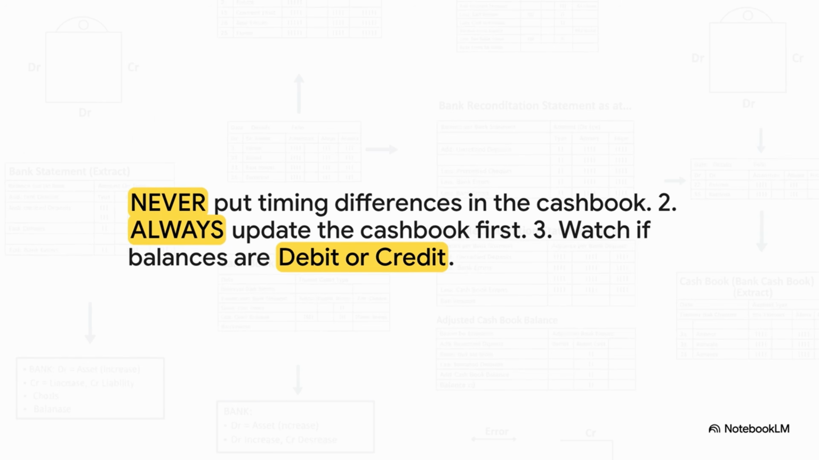Alright, let's wrap this up with a few common mistakes to avoid so you can ace this every time. First, never ever adjust for timing differences like unpresented checks or uncredited deposits in the Cashbook. They only go on the reconciliation statement. Second, always update your Cashbook before you start the reconciliation statement. It's step one for a reason. And finally, pay really close attention to whether a balance is a debit or a credit, because that tells you if it's positive or negative. Just remember that reconciliation formula. Balance per bank statement plus uncredited deposits minus unpresented checks must equal the balance per your updated Cashbook. If those two numbers match, you've officially mastered bank reconciliation.